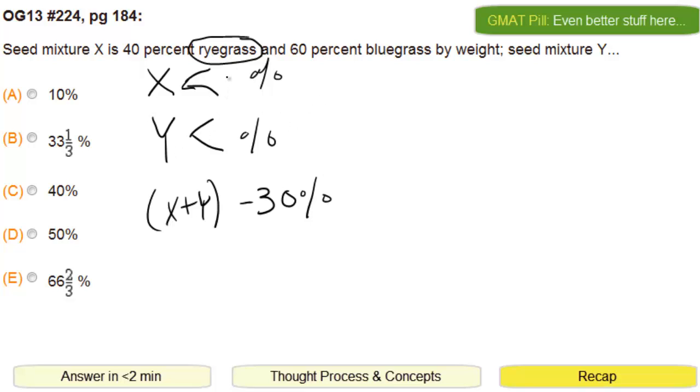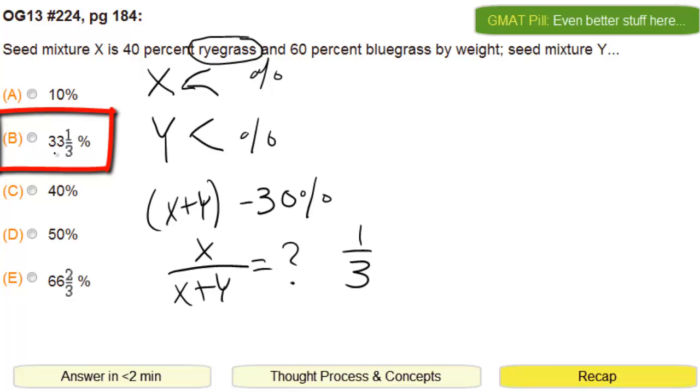Well, we did the calculations here. We basically did the percentage multiplied by X, plus the percentage multiplied by Y, equals 0.3 times X plus Y. Solve for the relationship between X and Y. Plug it back into the division right here, and that is the equation that we're solving for. That ratio turns out to be 1/3, and that's why we chose answer choice B.